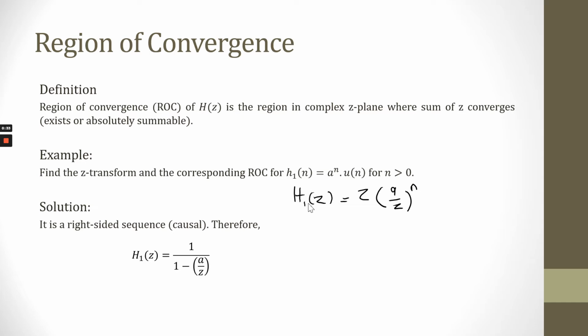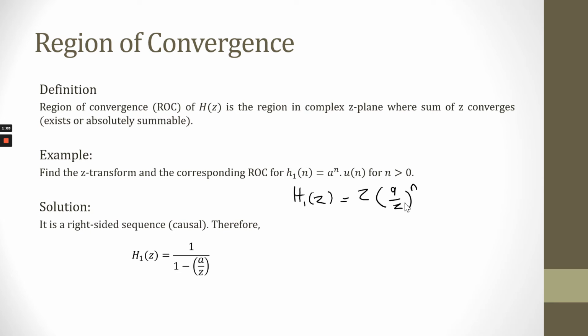For example, this is the Z transform of h1. This symbol means the direct transform of Z. a divided by z to the power of n. Okay, you can refer to the previous example for how to get this equation. Since it's for n larger than 0, meaning that it's a right-sided sequence, so we assume that it's causal.